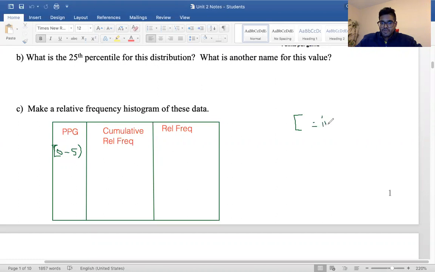Now, when I do this symbol, it means it's included. Those of you that are taking some of the higher up math classes will know this. Okay, and then when I do an open parenthesis, so either that or this means included. If it's just like a regular parenthesis, it means not included. Okay, that's where the symbols come from.